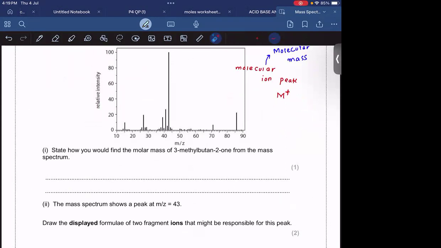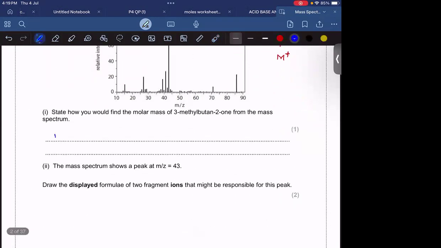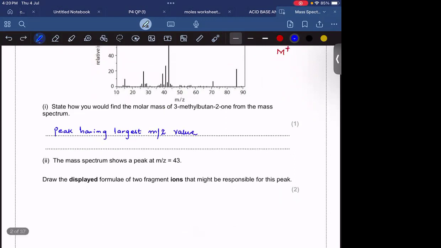The peak having the largest m by z value. This is m by z. m by z means molecular mass, okay? Which is 86.